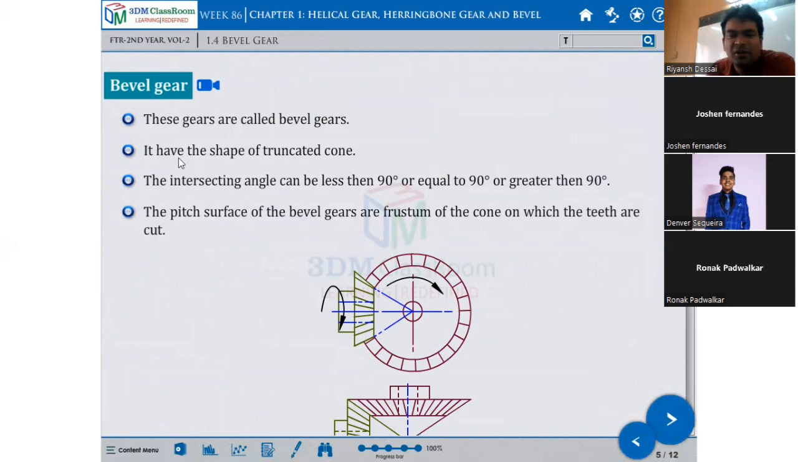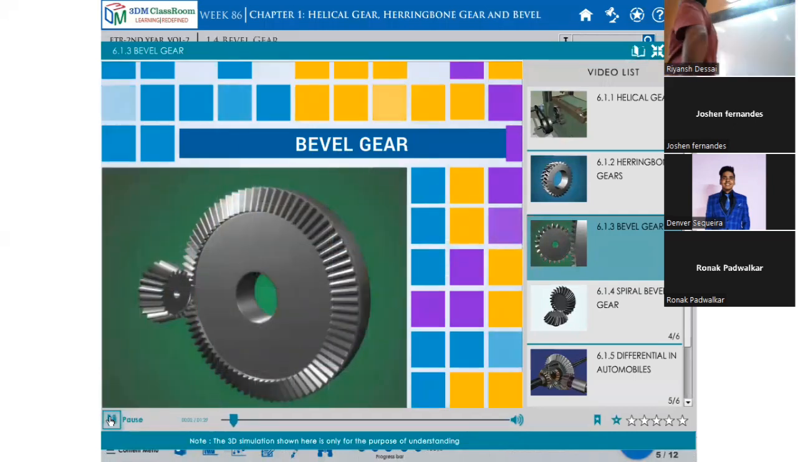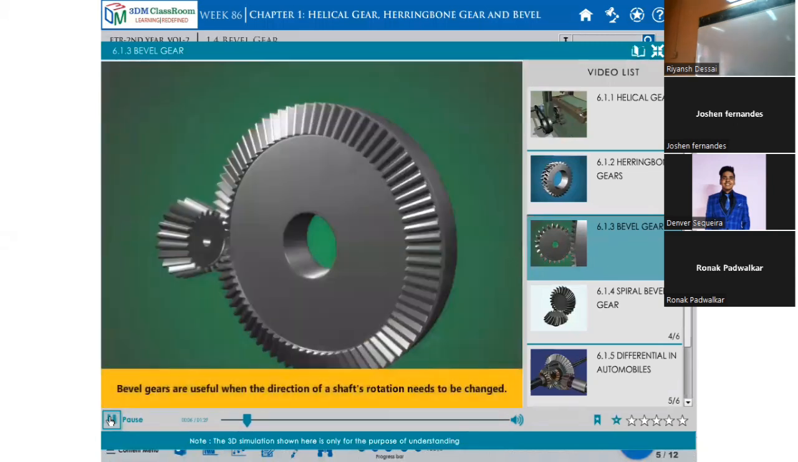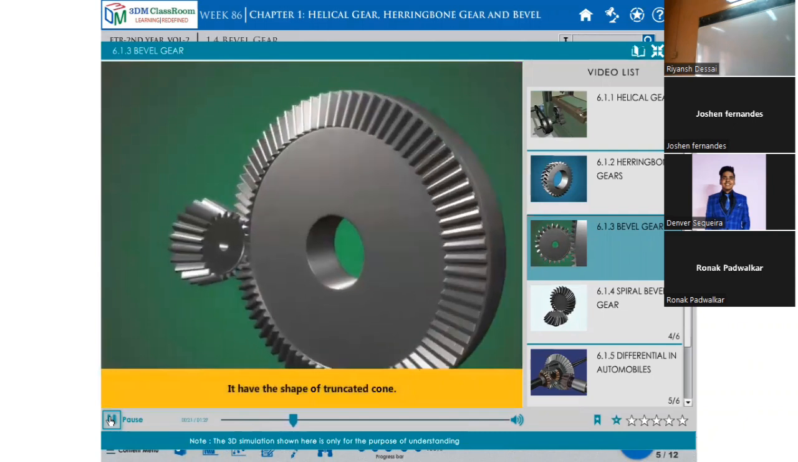Now what is a bevel gear? So bevel gear, you can see here. In this video, we will discuss bevel gear. Bevel gears are used when the direction of a shaft's rotation needs to be changed. Let us see the 3D model of the bevel gear. Here, it has the shape of a truncated cone.